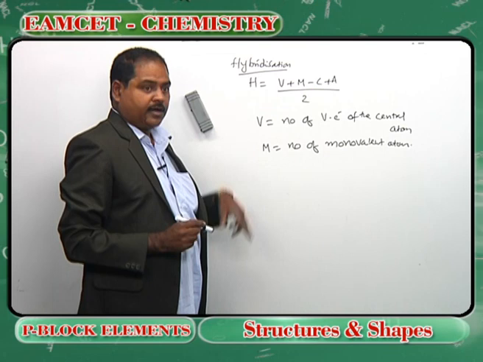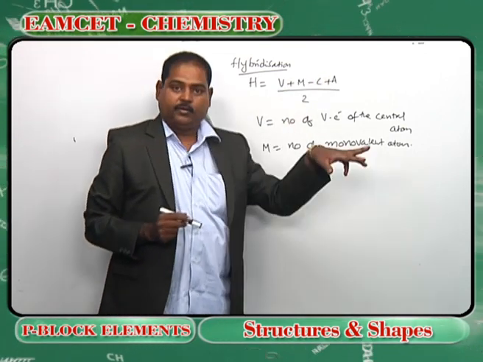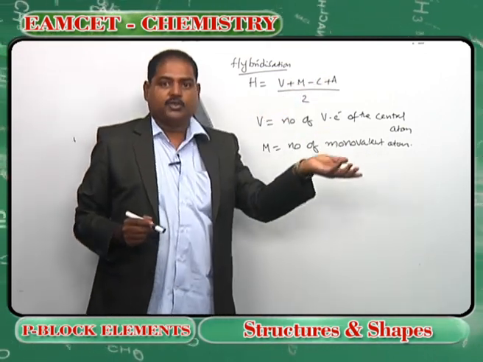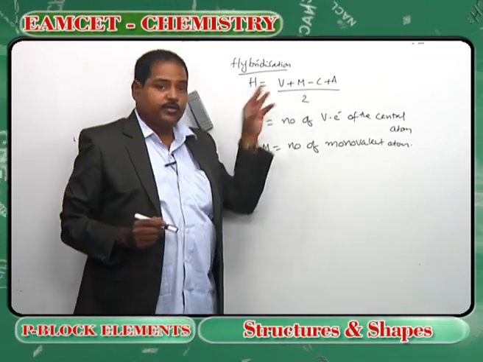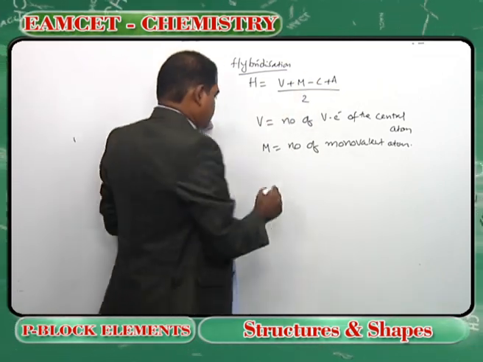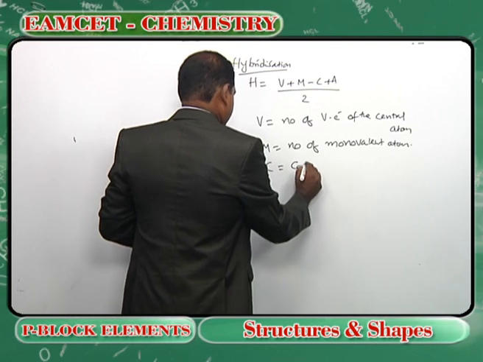C is charge of cation, A is charge of anion. So, to say if you have a positive charge, you subtract that. If you have a negative charge, you add that. C is cationic charge.